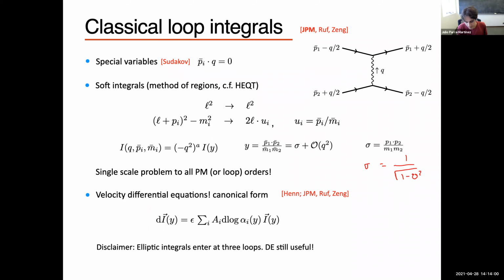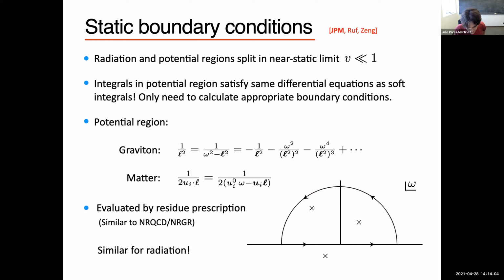Okay, so maybe I don't have that much time, so I'll just flash this. The boundary conditions are essentially trivial to obtain because, as I said, you just have to expand in the low velocity limit. So the matter propagators that look like this, they're homogeneous.